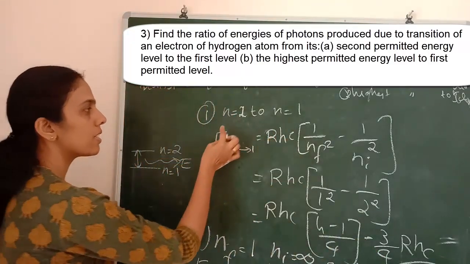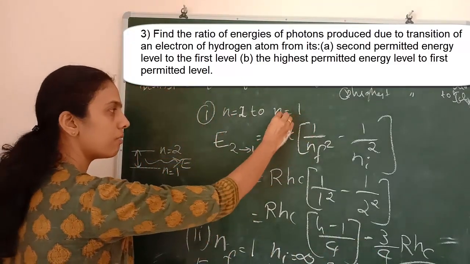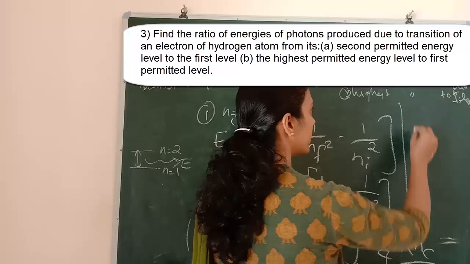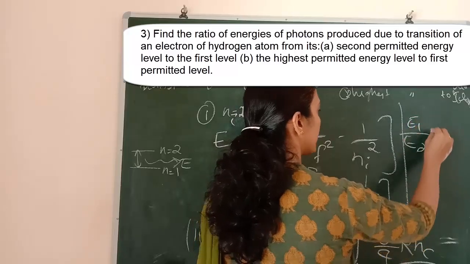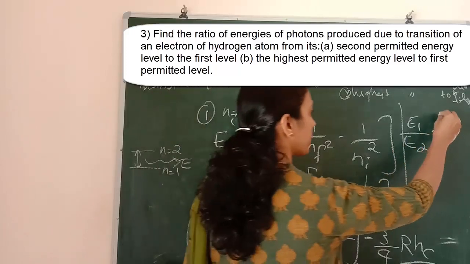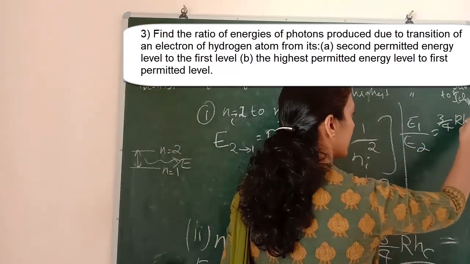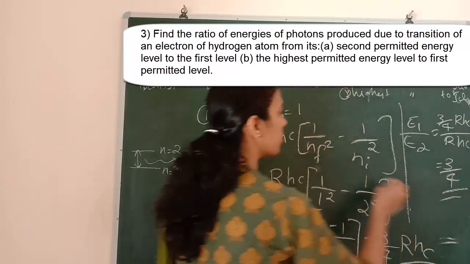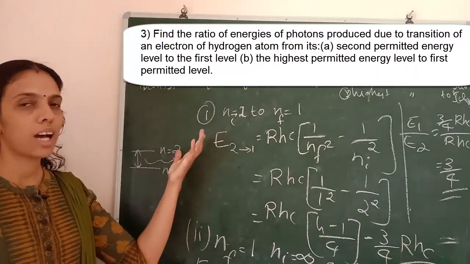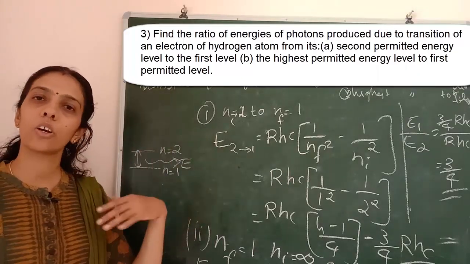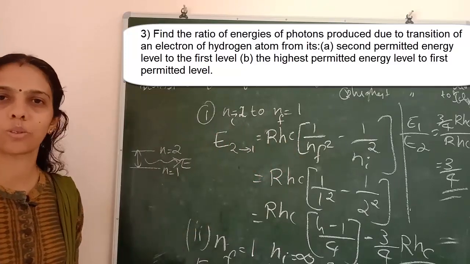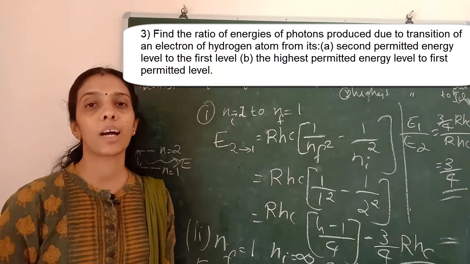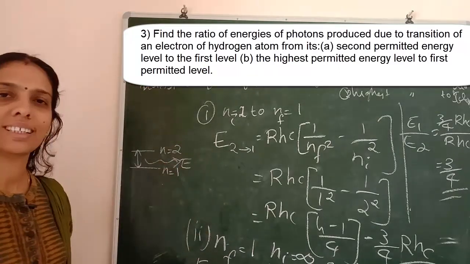So understood? This is n is equal to 2 to 1, meaning this is nf, this is ni. Okay. So here what is the ratio then? E1 divided by E2, that is equal to, first one is 3 by 4 RHC divided by RHC. So you will get the answer as 3 by 4. So this formula you should remember. Otherwise the other formula, n square, there is r, you can substitute the values also. Okay. So clear now? RHC into 1 by nf square minus 1 by ni square. Clear? Easy, right?